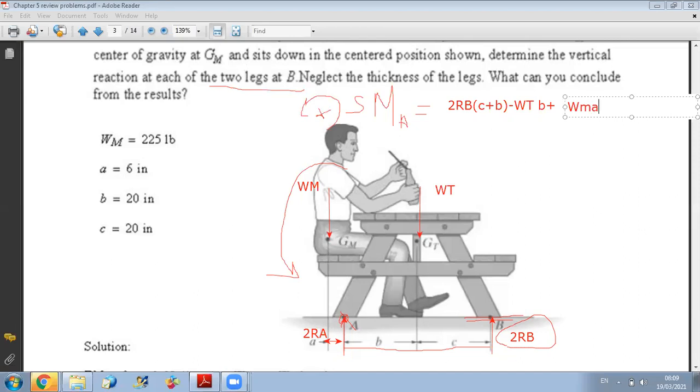Now, in order to have sum of moments equal to 0, the reaction at B is given by RB is equal to W man times A minus W table times B over 2 times C plus B. Okay? So from this equation, in order to not lose contact with B, what is the condition?